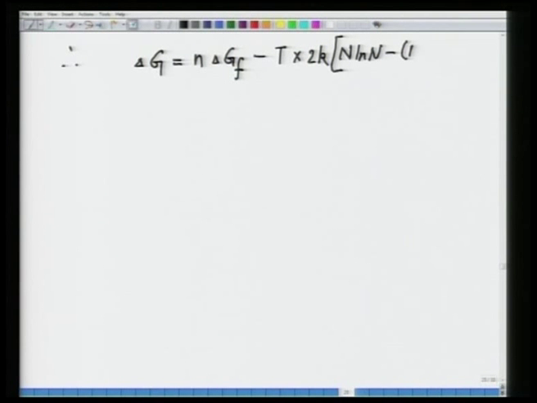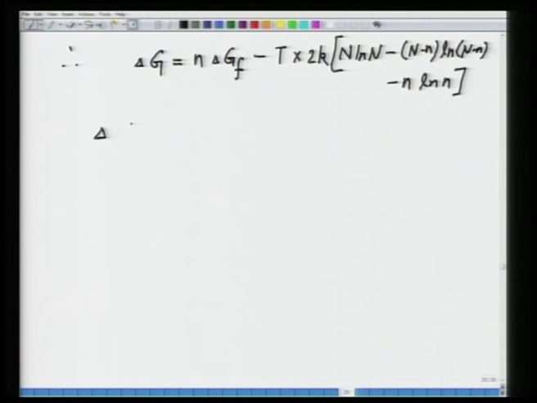So now the net free energy change, the total free energy change that we wrote earlier, delta G, would now be equal to n delta G_F, this is the first term, minus T into 2k into [N ln N minus (N minus n) ln (N minus n) minus n ln n]. So, this is your expression for free energy.